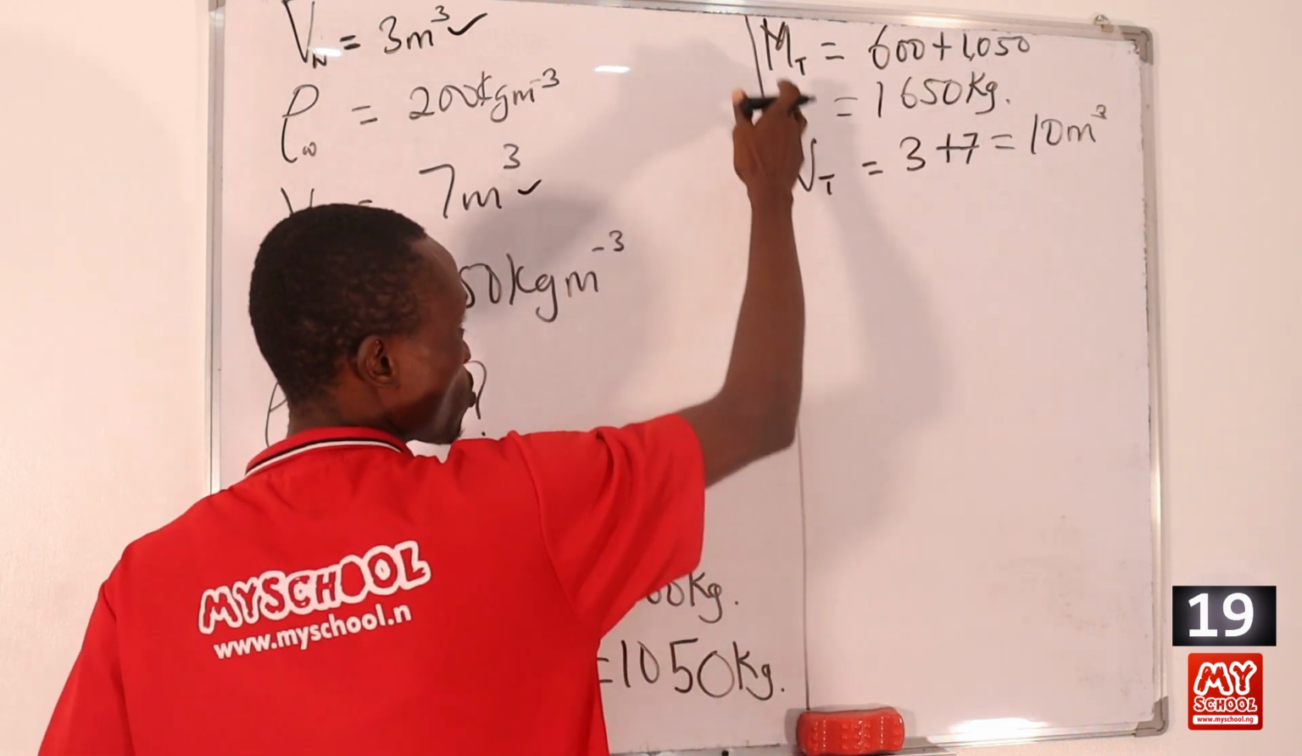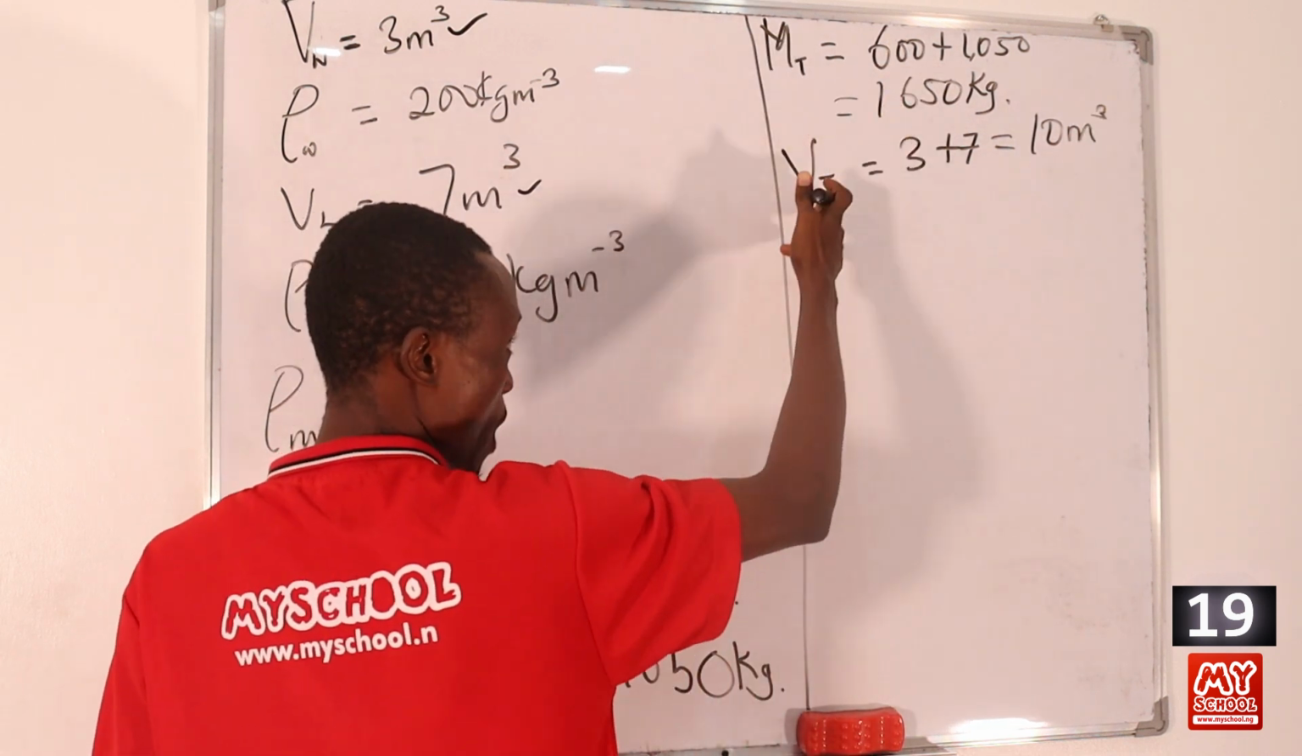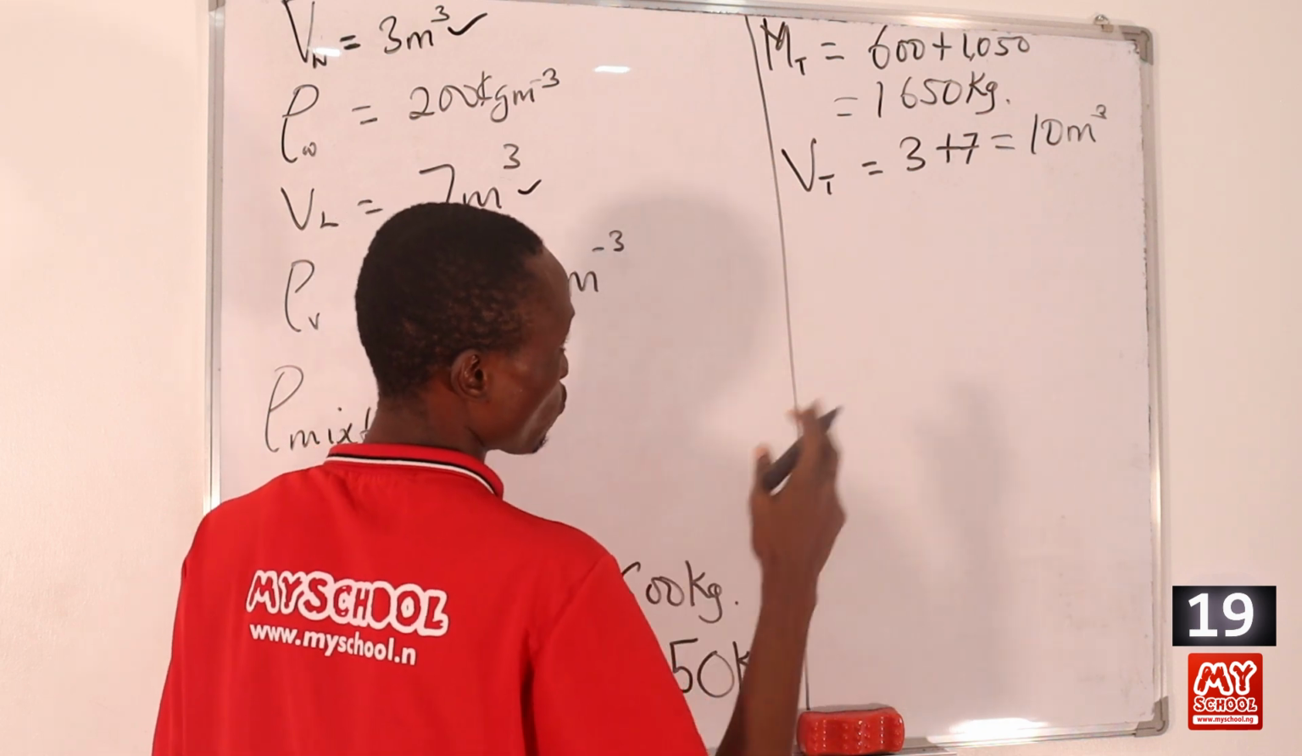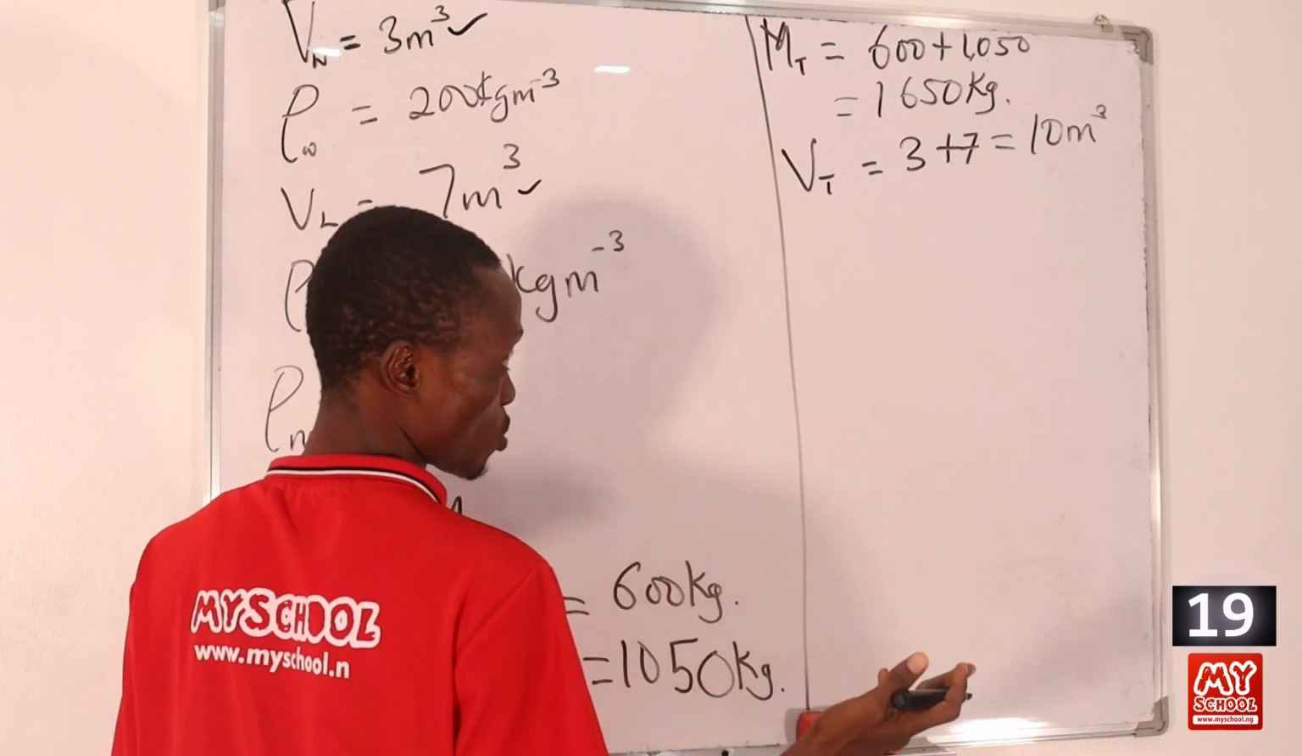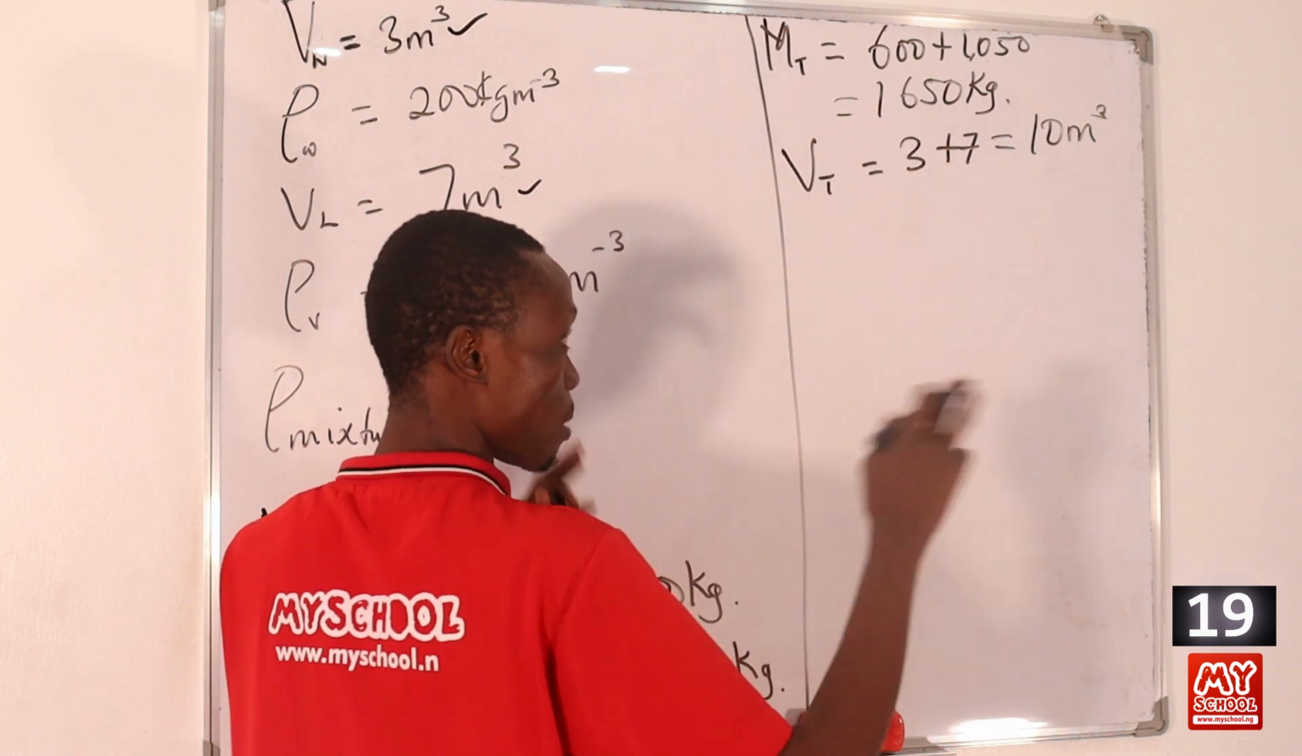So since we already know the total volume and the total mass, we can now calculate the density of the mixture, since both liquids are mixed together.